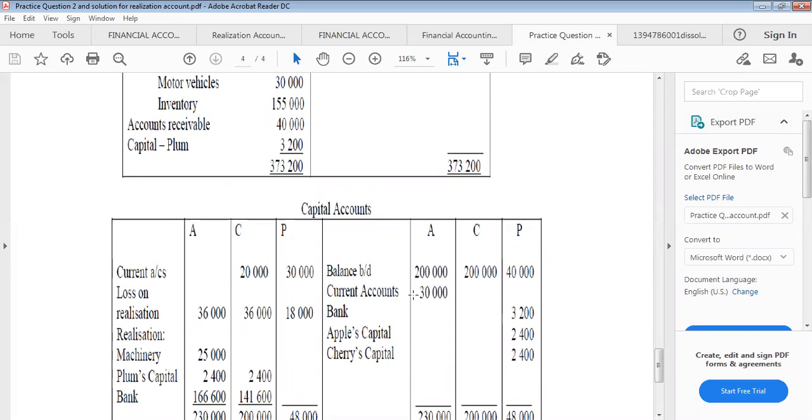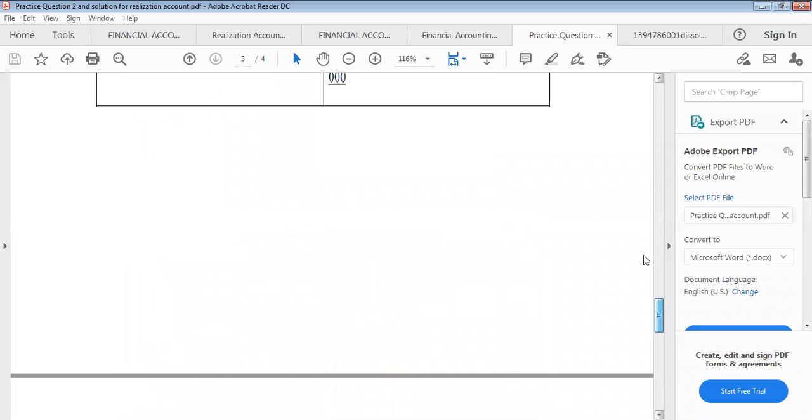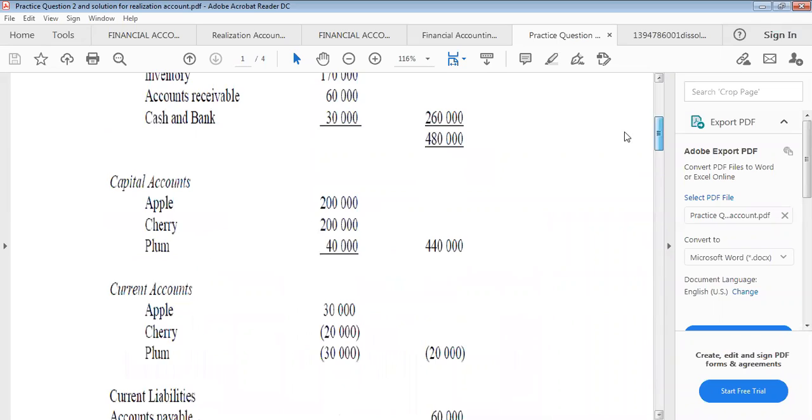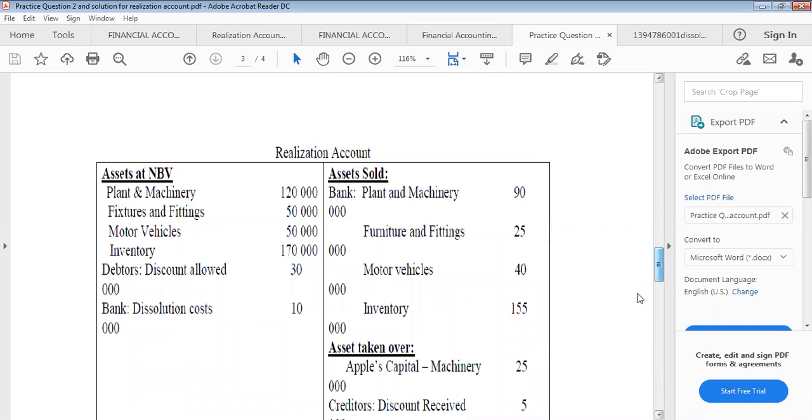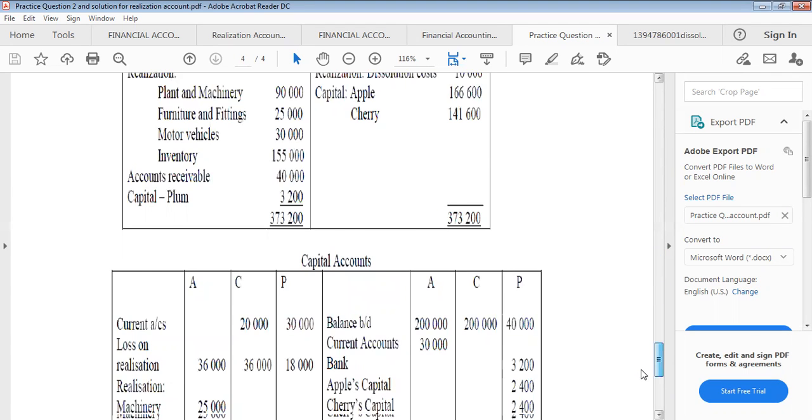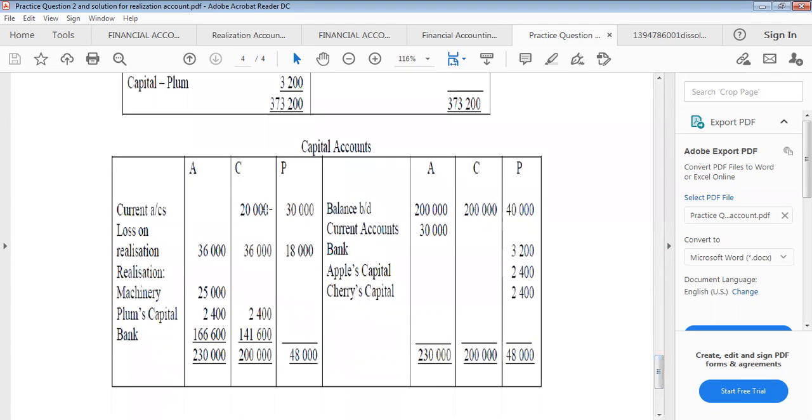Now, in this case, the amount for Apple is 30,000, and it is a positive figure in the balance sheet. So you're going to place it on the credit side of the capital account, right? However, for Cherry and Plum, they're negative figures, so you're going to place them on the debit side. That means they would have decreased the capital. When anything will decrease the capital, you're going to debit. So the capital is being decreased.